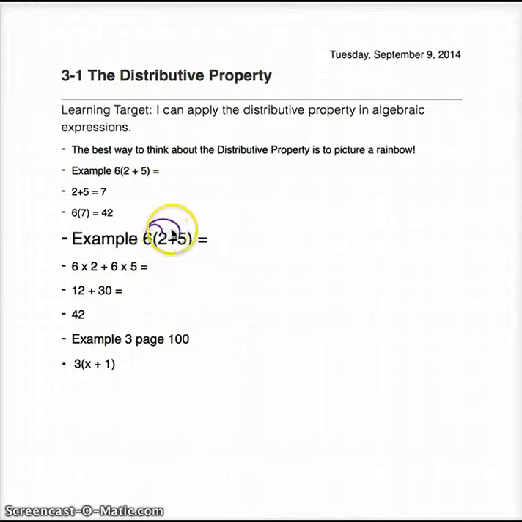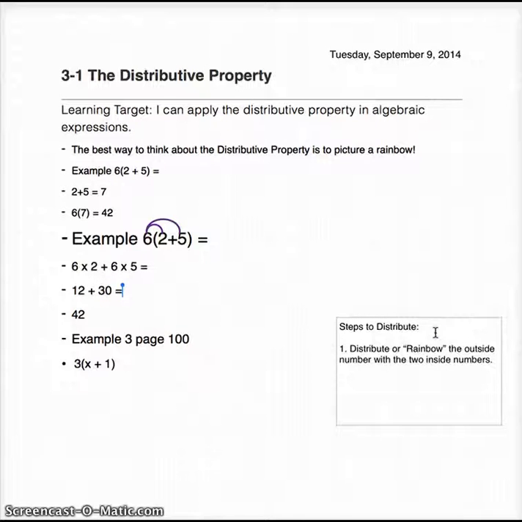We can treat it the same exact way as we did up here with the rainbows, only this time we're going to have a variable in our final answer. Let me show you what I mean. On the right hand side of the screen, I've added our steps to distribute section. So our first step in the distribution process is to distribute, or what I like to say, rainbow the outside number with the two inside numbers. So the outside number in this example was a 6. The outside number in this example is a 3.